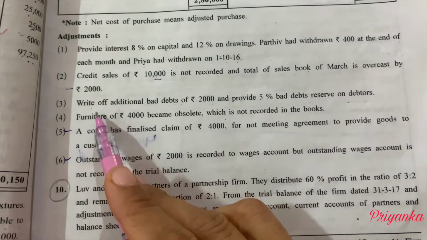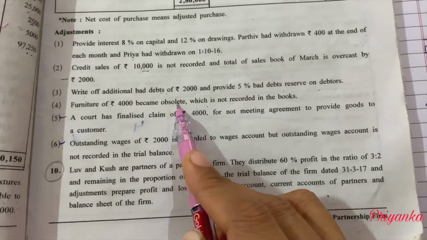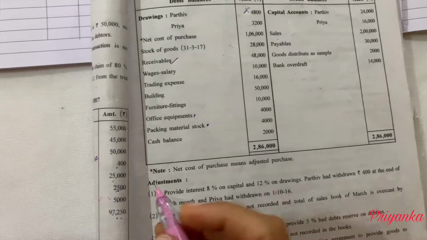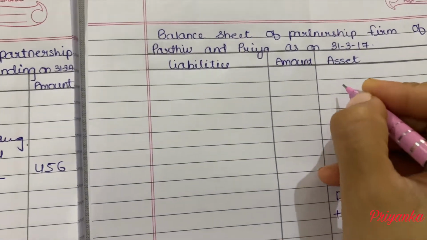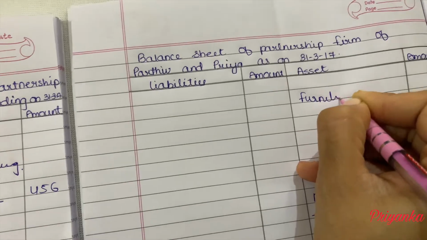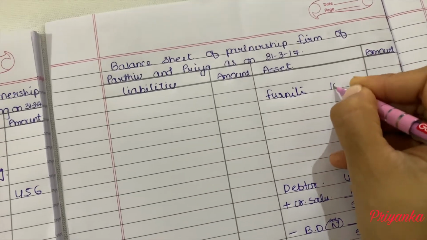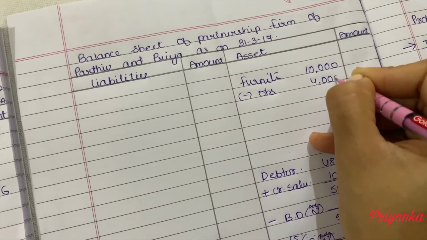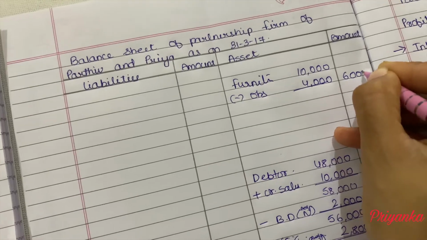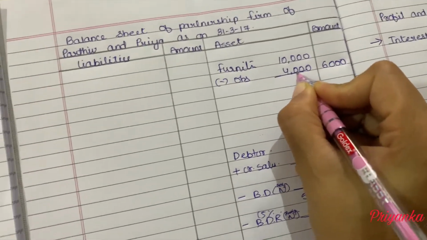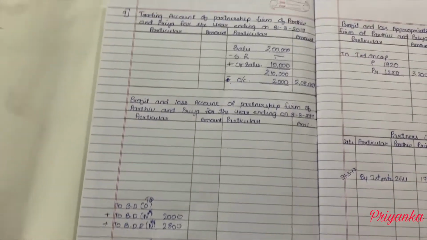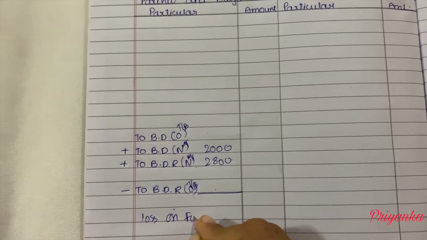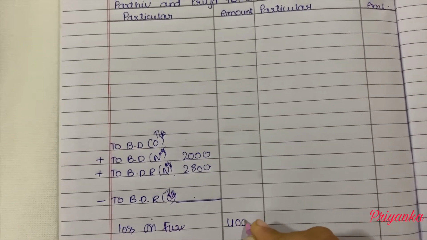Next adjustment, furniture of rupees 4,000 became obsolete, which is not recorded. Obsolete furniture is not in use now, so just take the furniture amount 10,000, mark it and write it down on your asset side, furniture, that is given 10,000, and the obsolete furniture has to be deducted, that is 4,000. So now your furniture value becomes 6,000. Now this is one kind of loss on furniture, so take it and write it down in your profit and loss account by writing loss on furniture, that is 4,000.